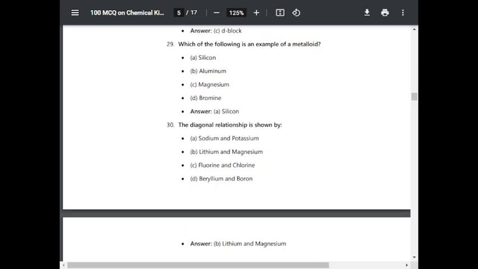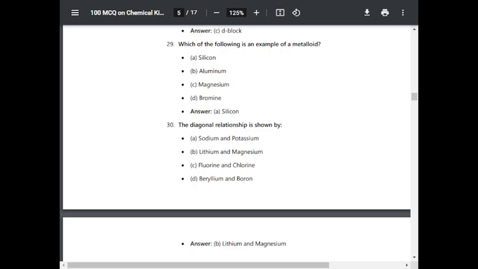Question number 29. Which of the following is an example of a metalloid? Option A silicon, option B aluminum, option C magnesium, option D bromine. The correct answer is A, silicon. So silicon is an example of a metalloid.